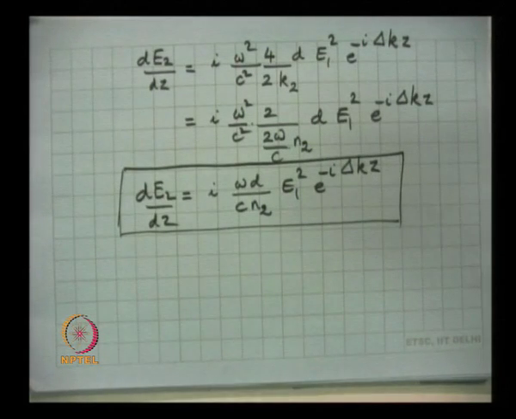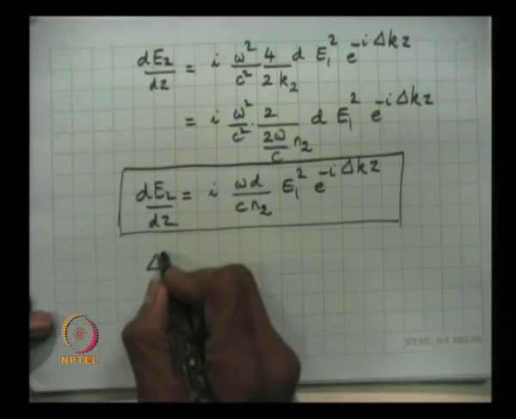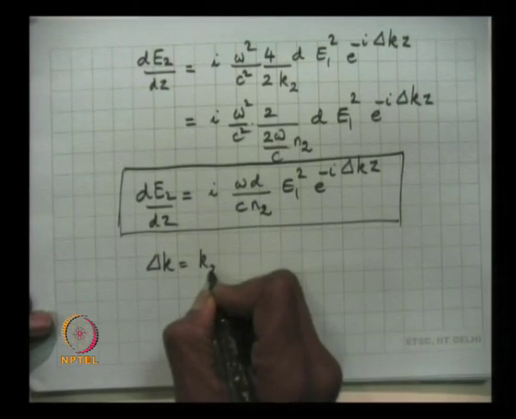This is a much simplified equation starting from the equation for the second harmonic field. This tells me how the electric field of the second harmonic varies with z direction. Please notice that E 1 is also a function of z in general. So, I can't solve this equation without writing the equation for E 1, and delta k is defined as k 2 minus 2 k 1.